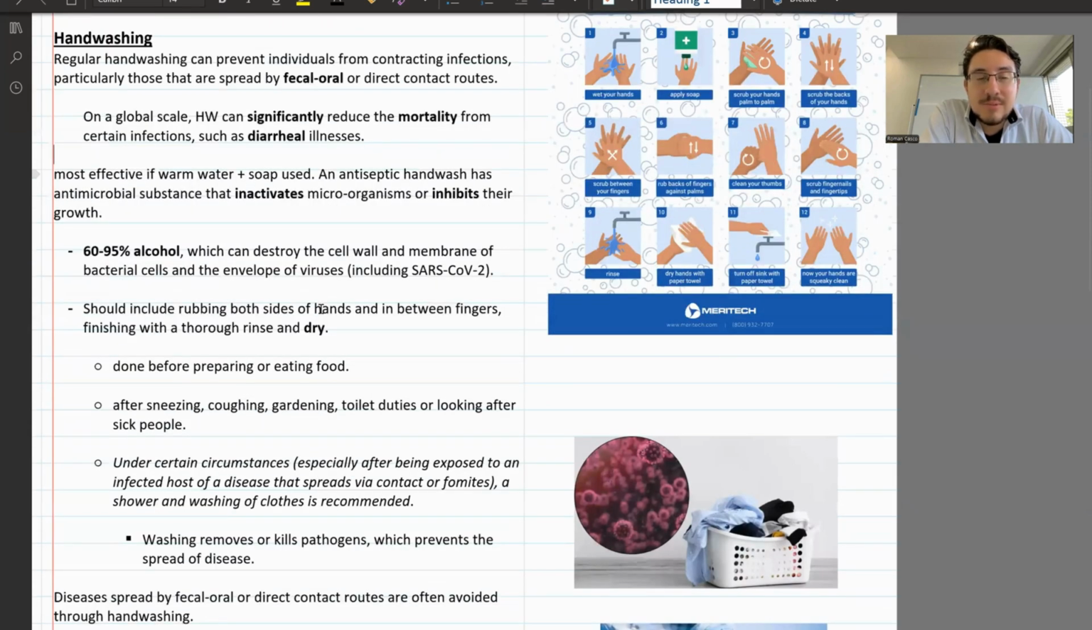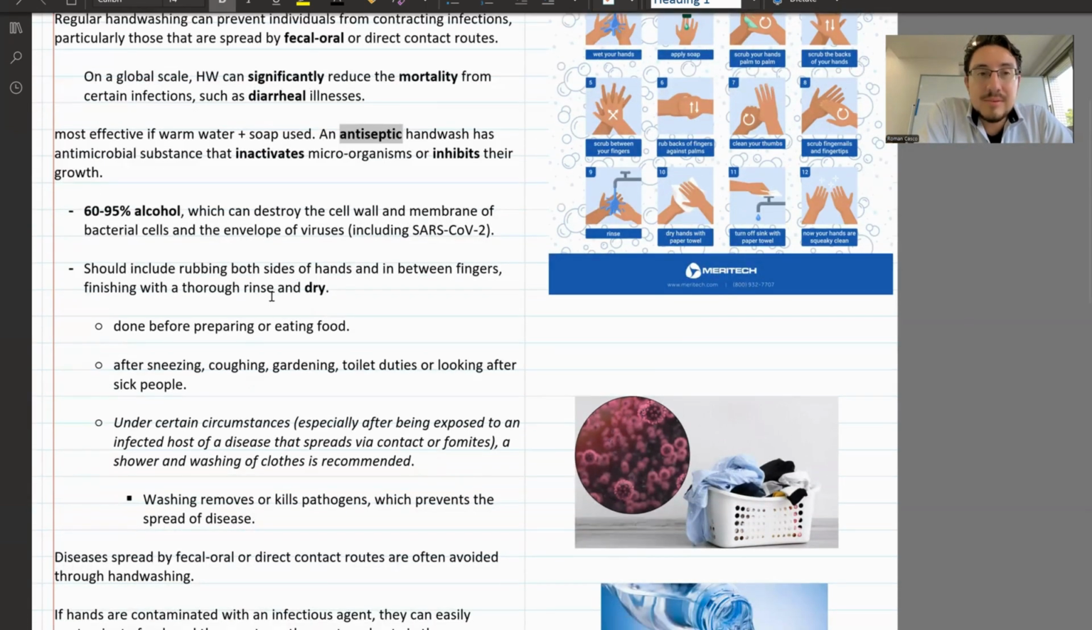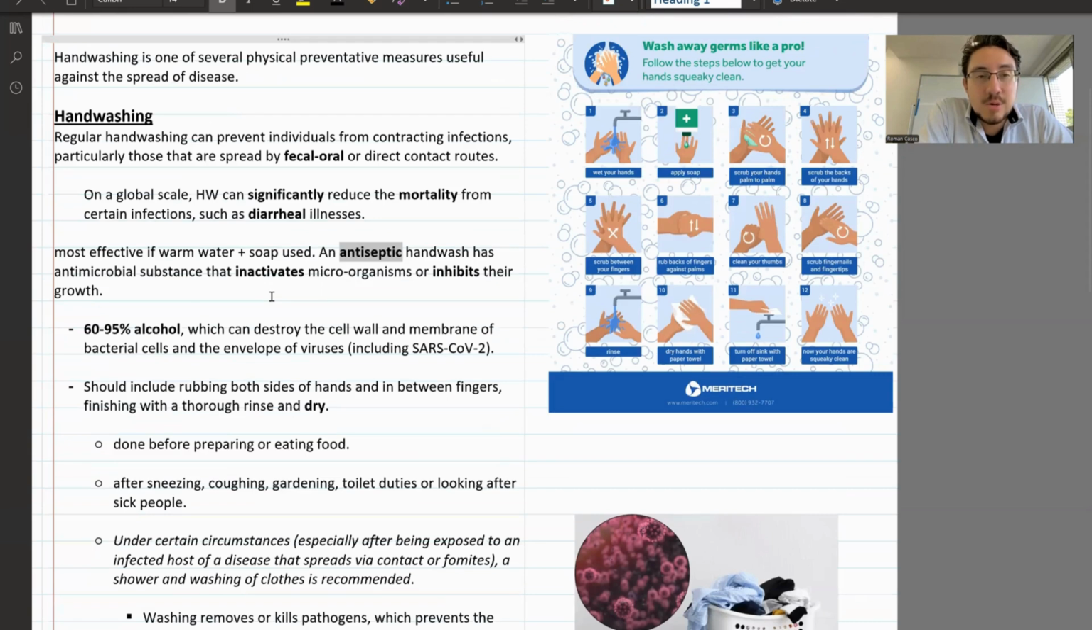Keep your hands out of your mouth and wash your hands often, right? On a global scale, hand washing can significantly reduce the mortality from certain infections, especially diarrheal diseases. Very, very important. Most effective if warm water plus soap is used. You have probably heard of antiseptic hand wash, which can destroy bacteria. In general, they have an antimicrobial substance which can either rupture the bacterial wall or inhibit their growth. So this does help stop the spread.